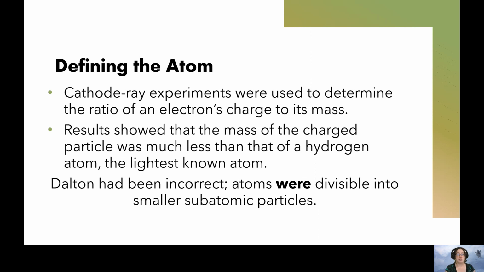So cathode ray experiments were used to determine the ratio of an electron's charge to its mass. And so results showed that the mass of the charged particle was much less than a hydrogen atom, which was the lightest known atom at the time. Dalton had been incorrect. Remember, he said atoms were indivisible. Atoms are divisible into smaller subatomic particles.